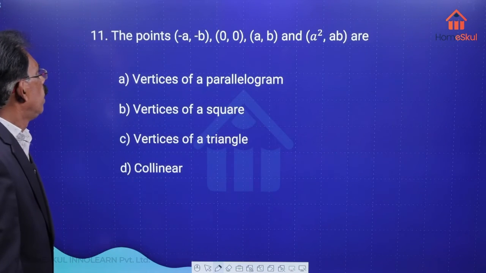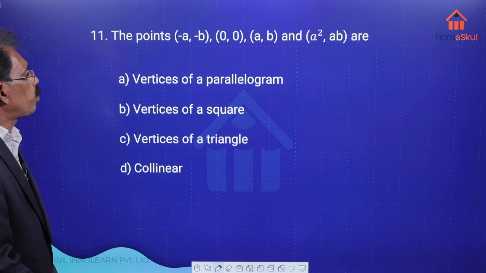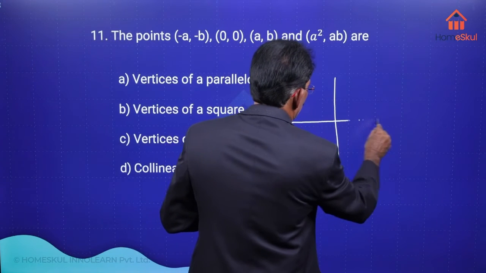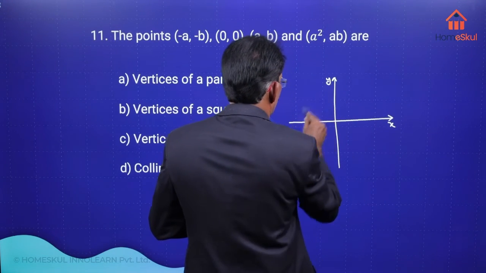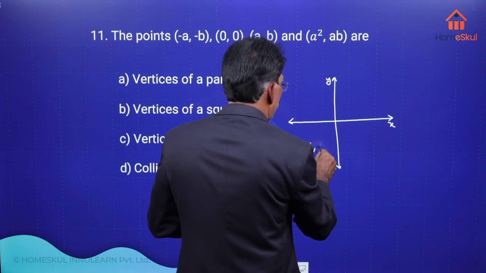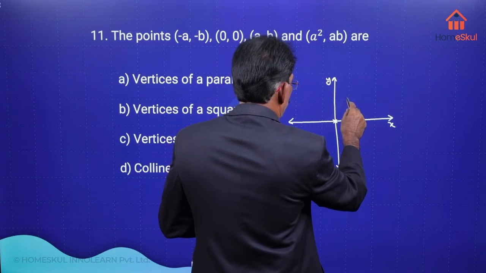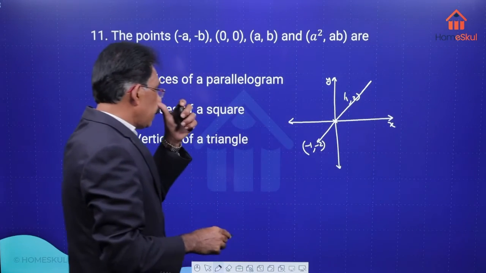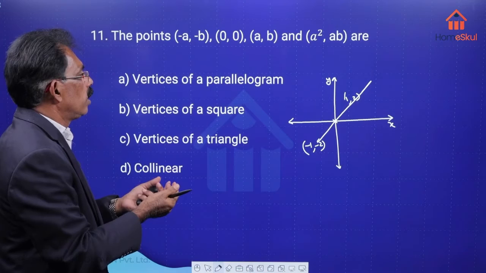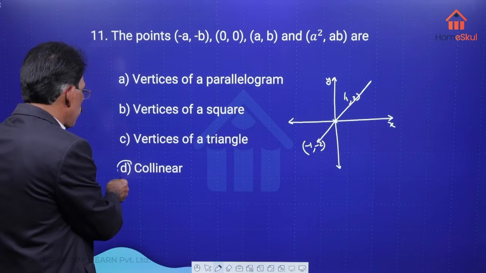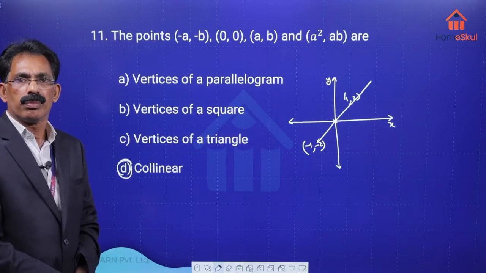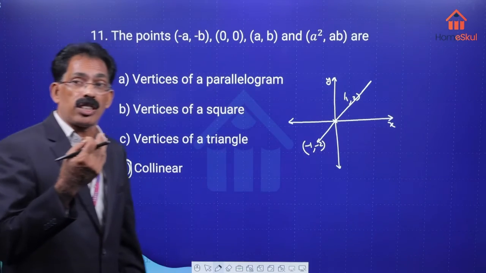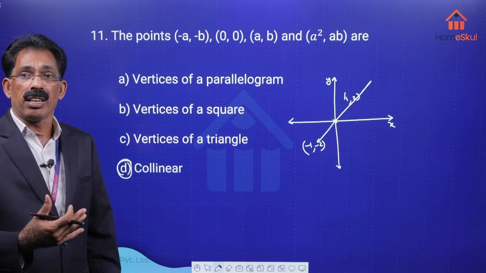Next question. Look, the points (minus a, minus b), (0, 0), (a, b). You can replace them with any values. This is the x-axis, and this is the y-axis. Suppose these points are (minus 1, minus 2), (0, 0), (1, 2). Are these points collinear, isn't it? Here a and b can be any values, so these points are collinear. This is the correct answer. Very clearly, what's the answer?